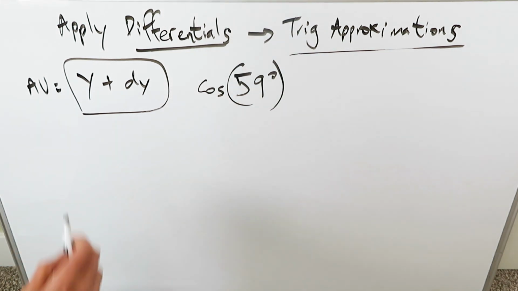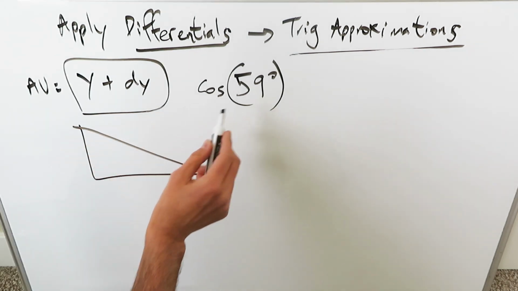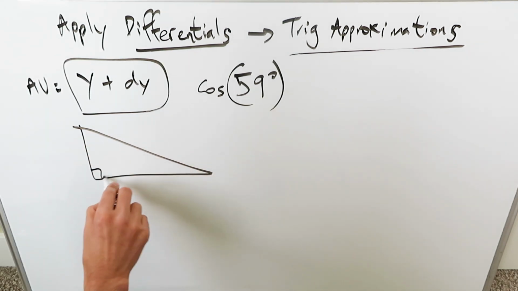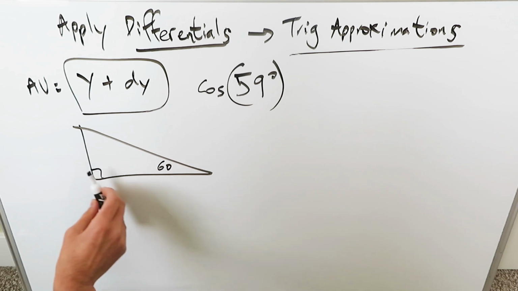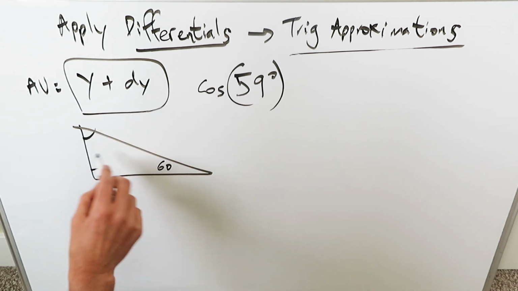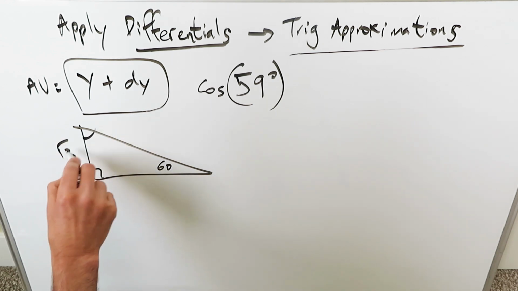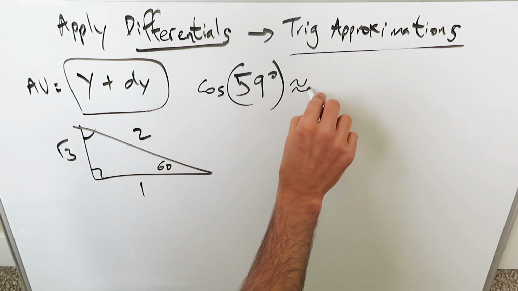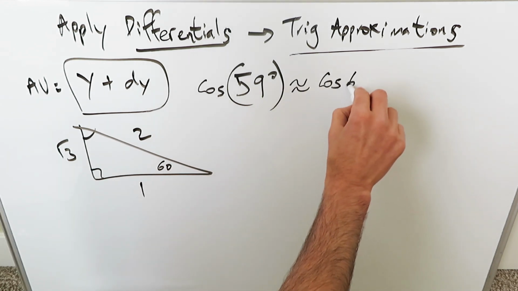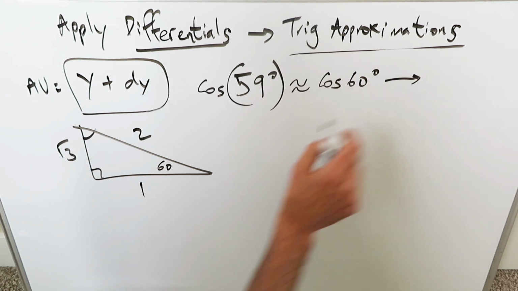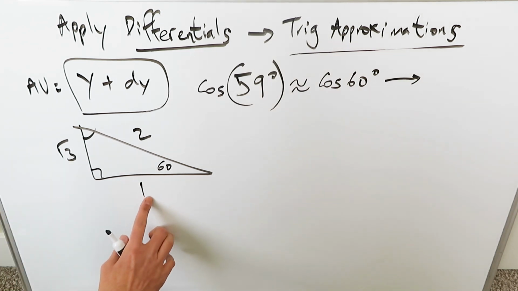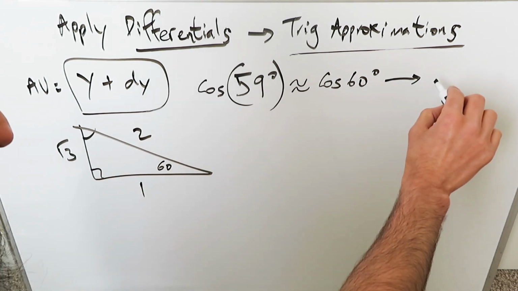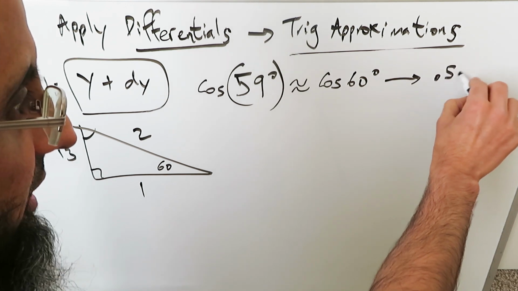I know there's a certain right triangle which comes close to that, and it's a 30-60-90. We're not drawing anything to scale, but this is my right triangle. Here's 30, here's 60, here's 90. This is root 3, this here is 2 and 1. You know cosine 59 should be close to cosine 60. What's cosine 60? Look here on your triangle. It's equal to adjacent over hypotenuse, 1 over 2, which you know to be 0.50.